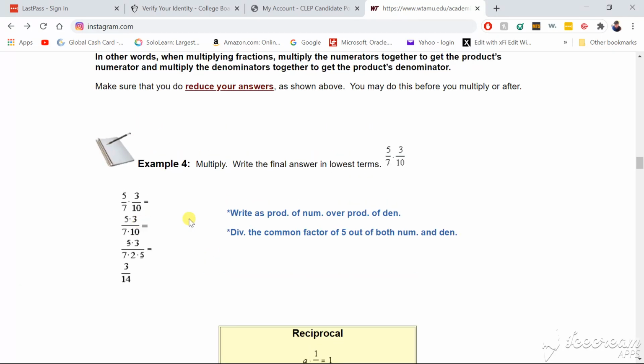And a lot of this is just memorizing dividing out common factors. Just memorize the steps.